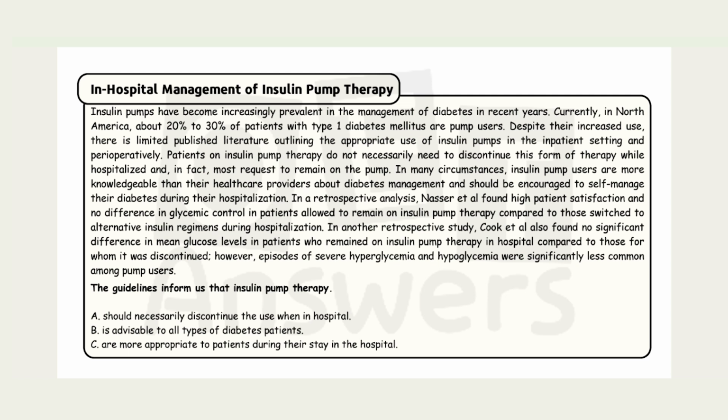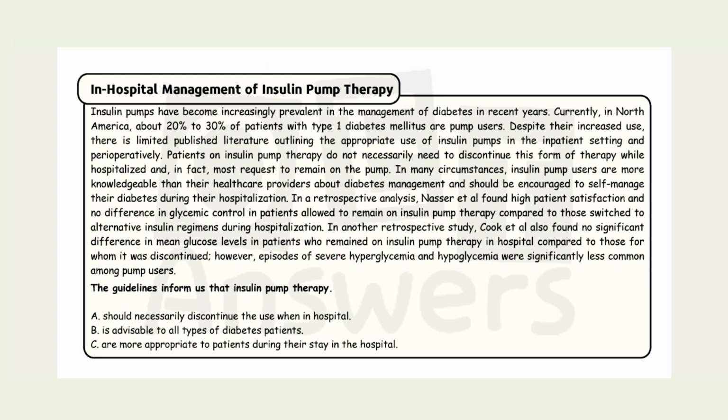Okay, let's try this. First we can apply the QAT method here. First read the question. The guidelines inform us that insulin pump therapy. Here they have given the title, unlike the previous question, which was a general one. Look at the title, insulin pump therapy, in hospital management. So this is the first way of identifying a main idea type question. Sometimes the title will be the same. If they have given the title in the question, you can use this method. If there is no title in the question, you have to understand the context of the information.